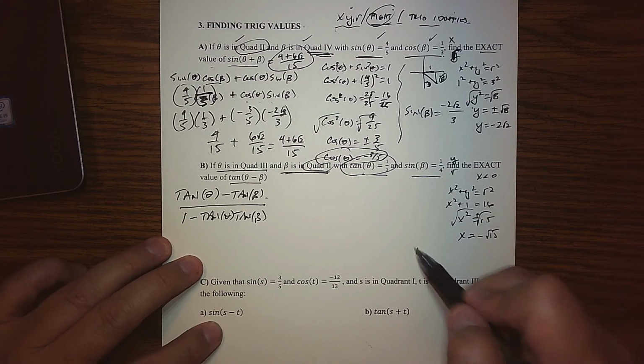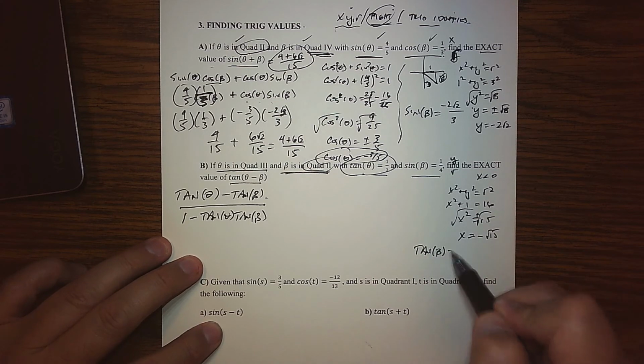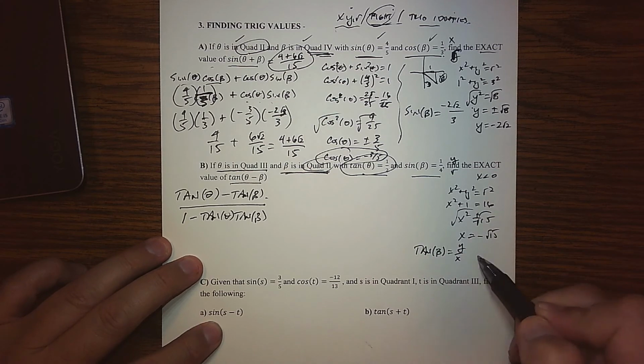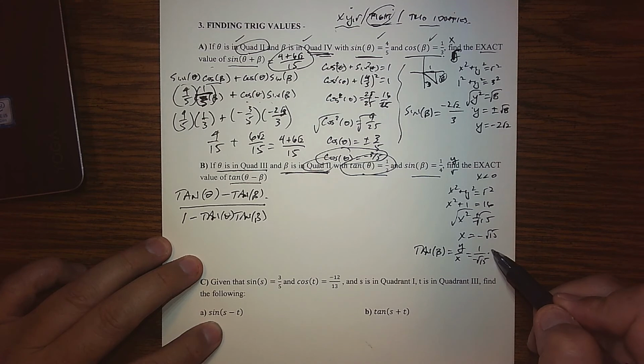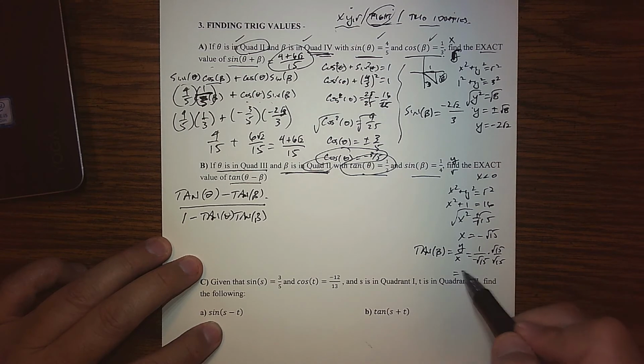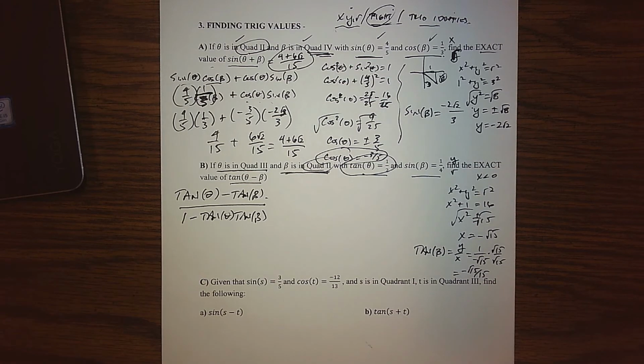So we know that the tangent is y over x. In this case, it'd be 1 over negative square root of 15. And if we rationalize that denominator, we'd get negative square root of 15 over 15. So there's our tangent of beta.